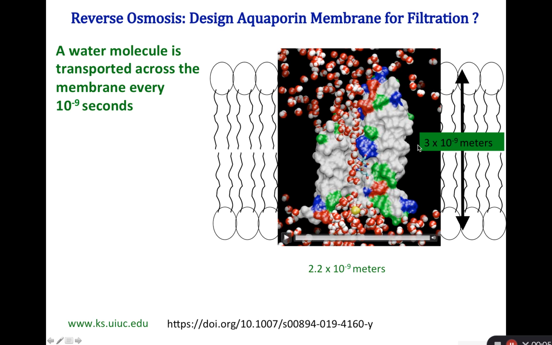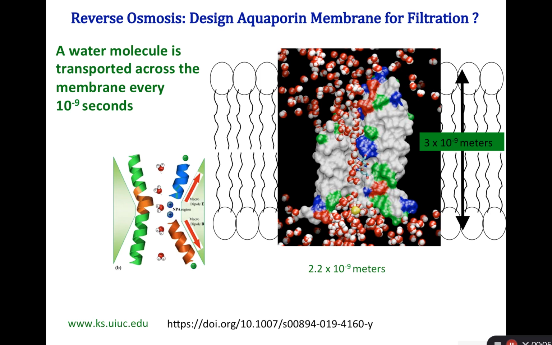So until crystal structures became available, we did not know what aquaporin molecules look like. After the crystal structure became available, the key question was what makes it water selective? Why don't protons pass through the aquaporin molecule? And this became more apparent from molecular dynamics simulations.